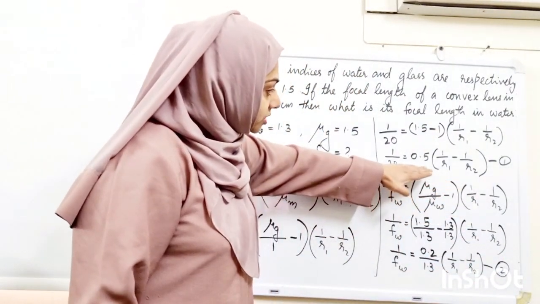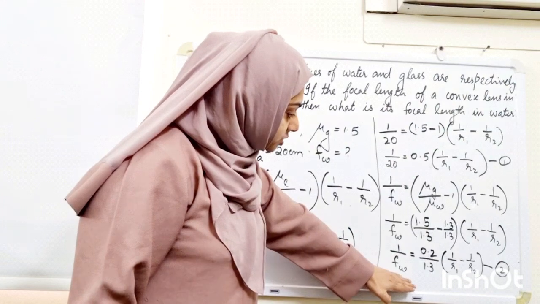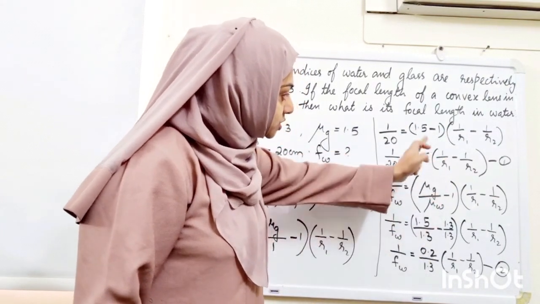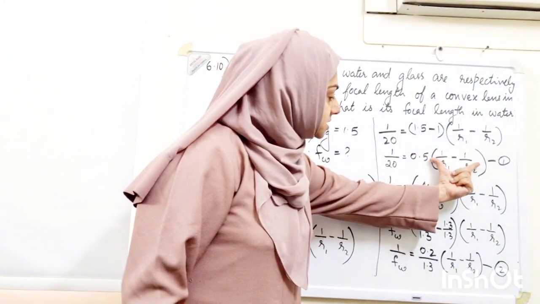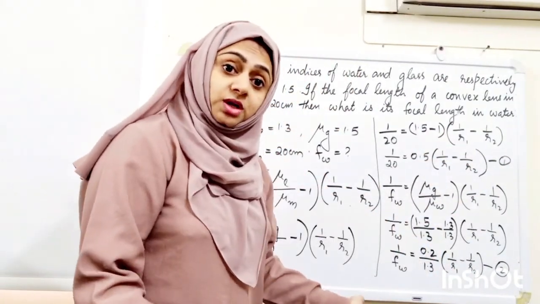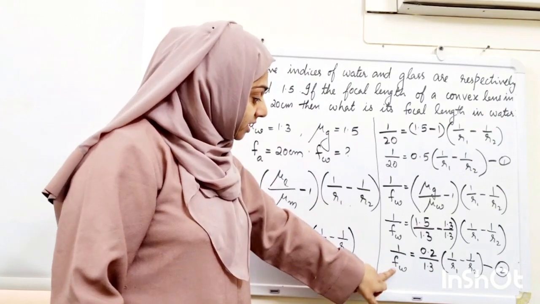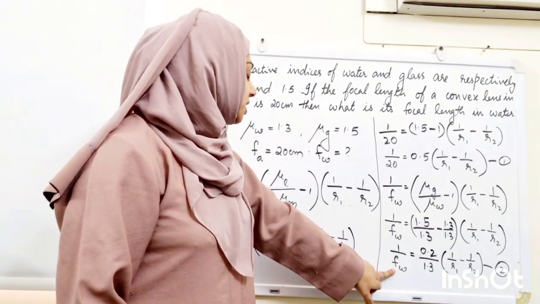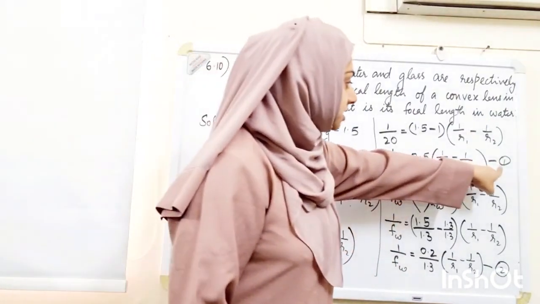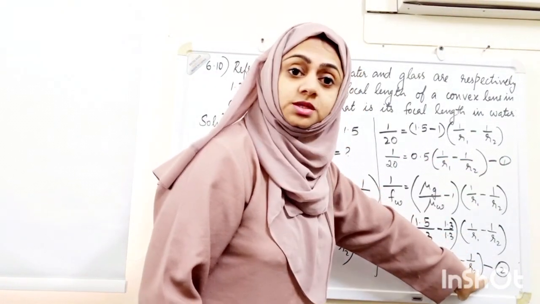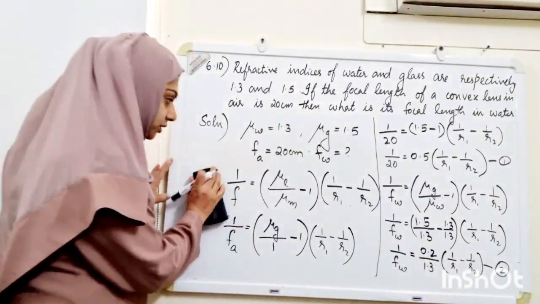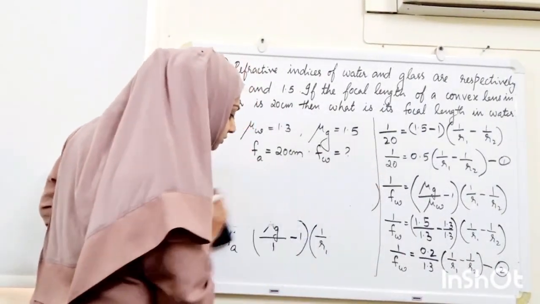Now we have got equation 1 and equation 2, and if we divide these two, 1 by R1 minus 1 by R2 will get cancelled. So there will be only one unknown quantity, which will be FW. So let us try doing that. What I am going to do is, I am going to divide equation 1 with equation 2. So let me do that here. I am going to rub these equations. We will not need that.